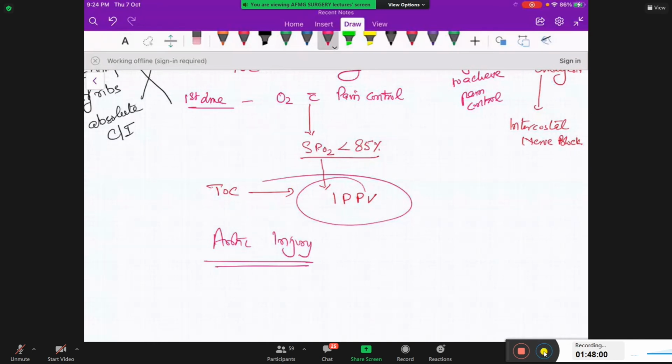What is IPPV? Intermittent positive pressure ventilation. What is happening is, imagine this, my right hand is a flail segment. It is moving like this, right? What IPPV does, intermittently, I am going to provide positive pressure ventilation, synchronizing with the respiration of the patient. Patient is doing inspiration and expiration. So during the inspiratory phase of this patient's respiration, I will give a positive bolus of ventilation, means air.